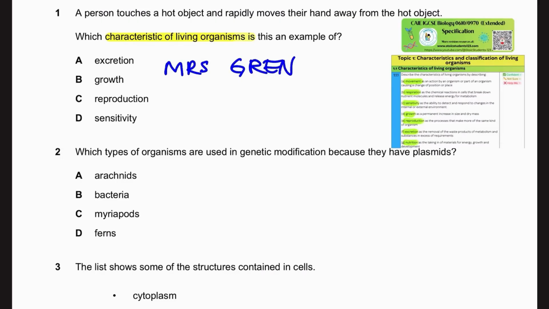Okay, so coming back to this question now, it says, which characteristic is this an example of? So if they're moving their hand rapidly away from the hot object, that's definitely not excretion, okay? Because excretion is what? Excretion is when you are urinating, right? So you're getting rid of waste. The waste is CO2 and urea in your body, and this is not excretion. This is definitely not growth because he's not growing anything. It's not reproduction because no one is doing sexual or asexual reproduction by moving their hand away. So it's basically sensitivity. It's sensitivity. So that's the answer. Okay?